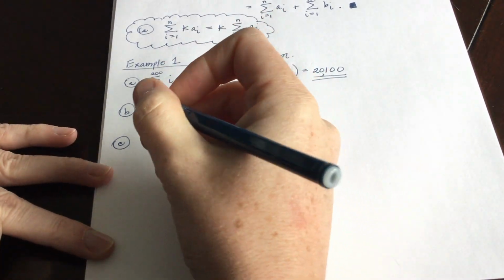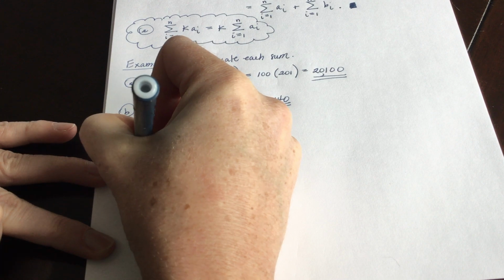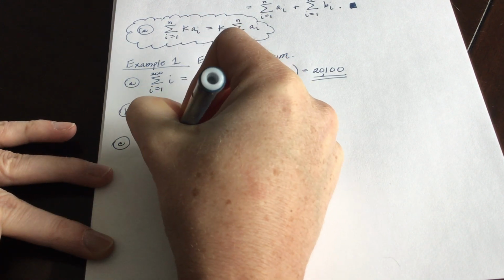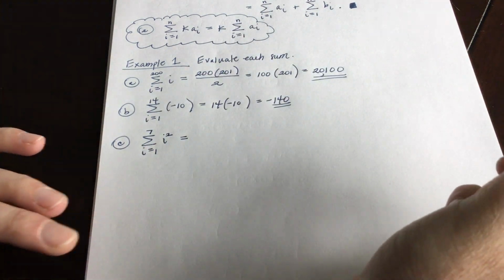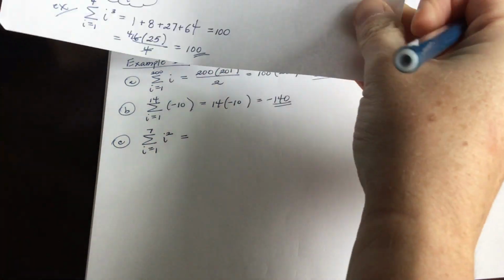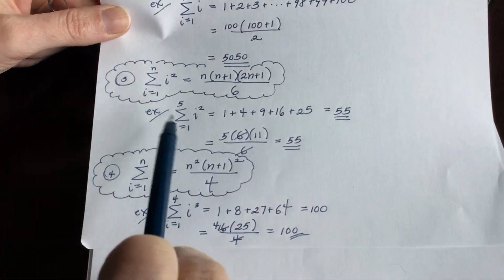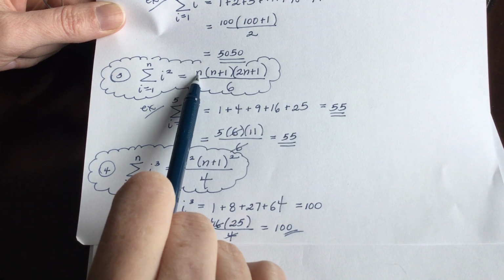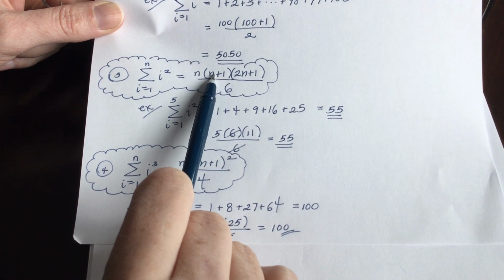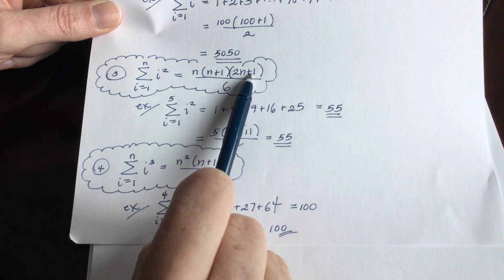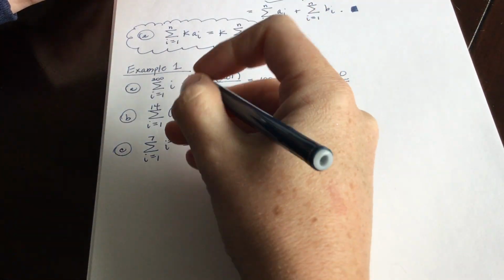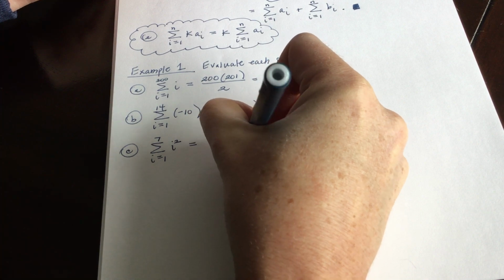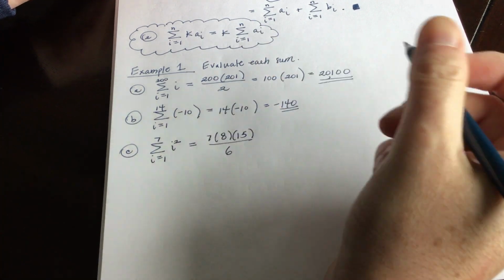Part C, let's do the sum as i goes from 1 to 7 of i squared. So this time, you would be using this formula right here. Just your upper bound is a 7. So you'll have 7 times 7 plus 1 or 8, 2 times 7 plus 1 is 15, and then over 6. So you'll see 7 times 8 times 15 all over 6.